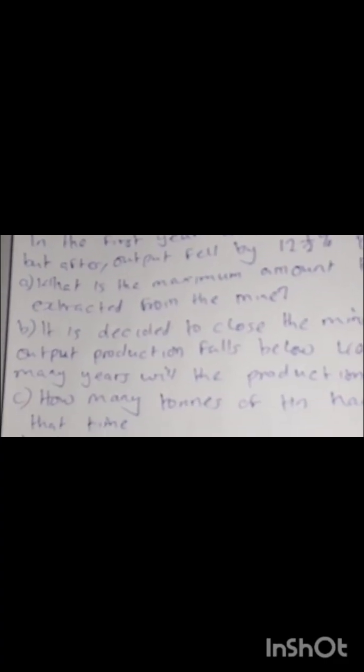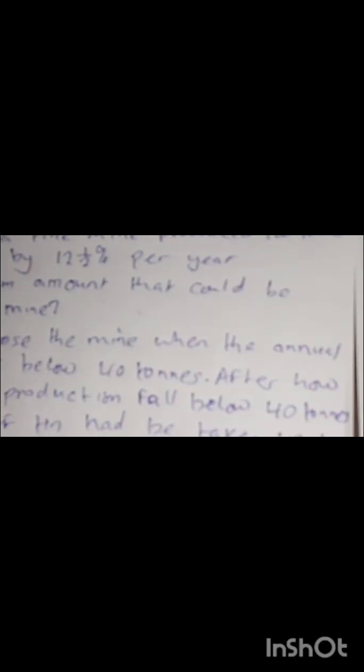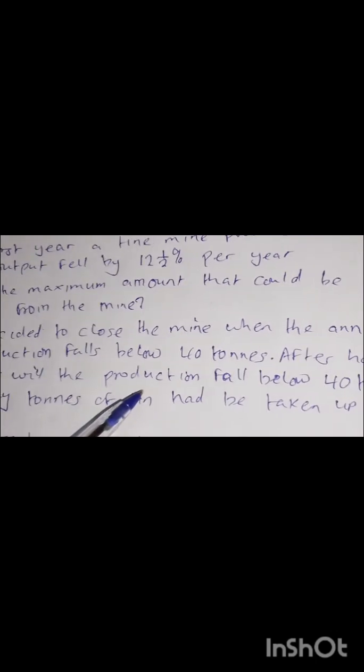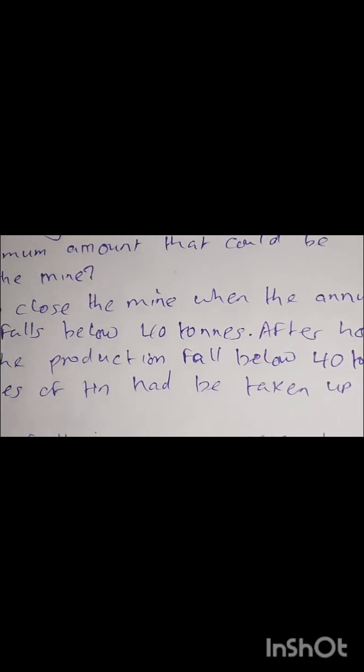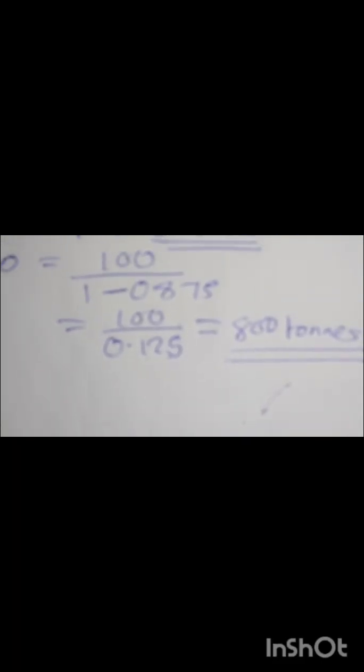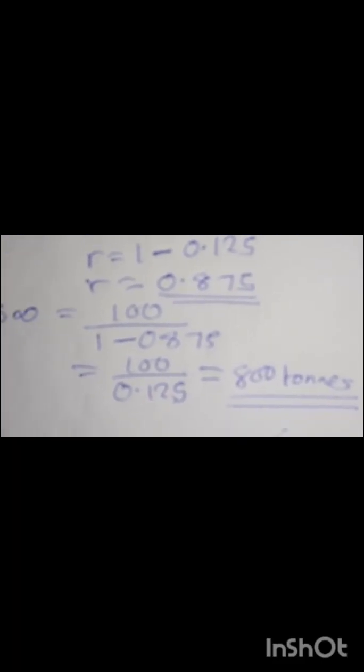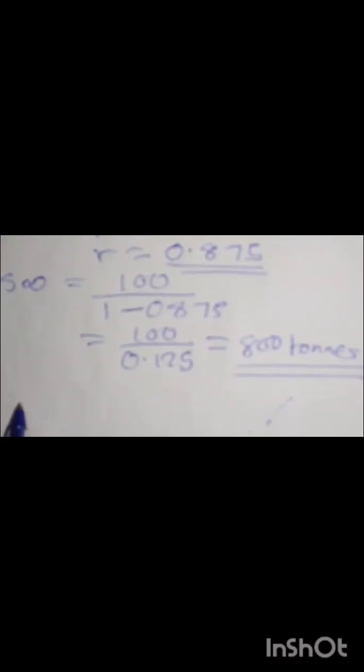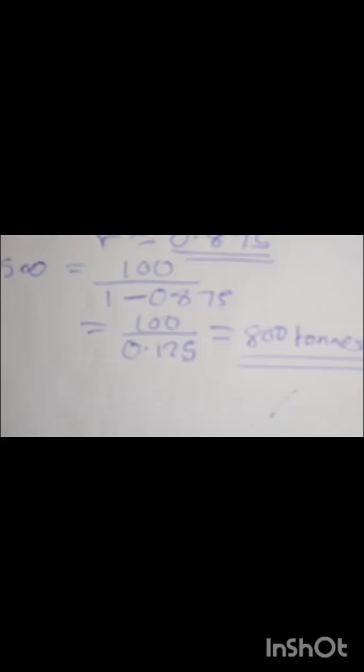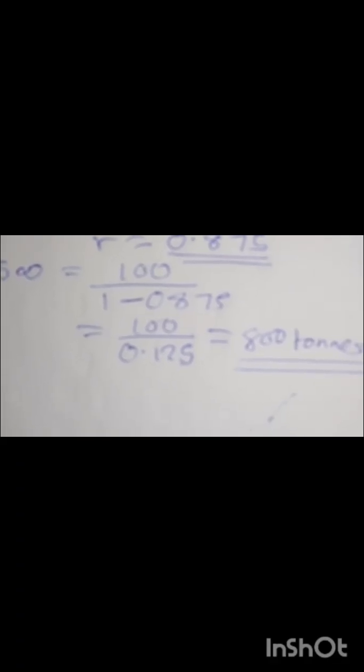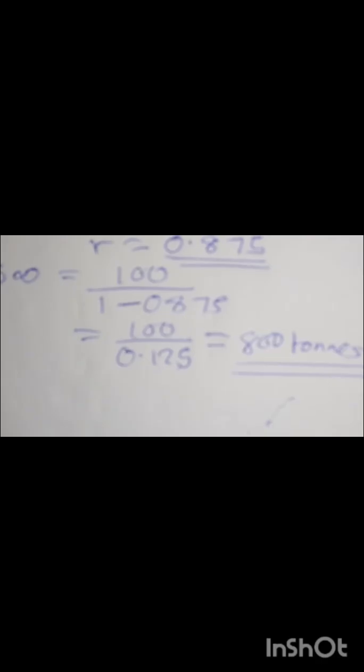Then let's look at our B. B is saying, it is decided to close the mine when the annual output production falls below 40 tons. The question is, after how many years will the production fall below 40 tons? For this one, we're going to use the formula for the nth term of a GP. Whenever you see year, annual, or per year, it means you're talking about the nth term.